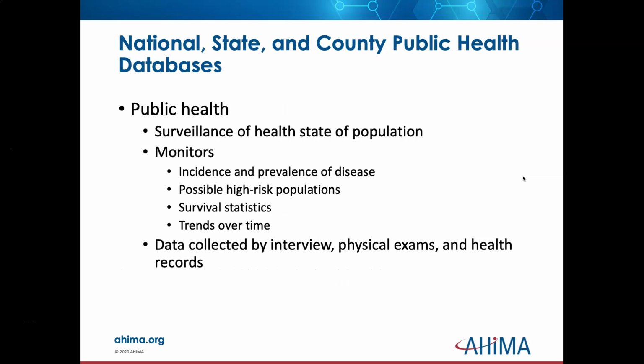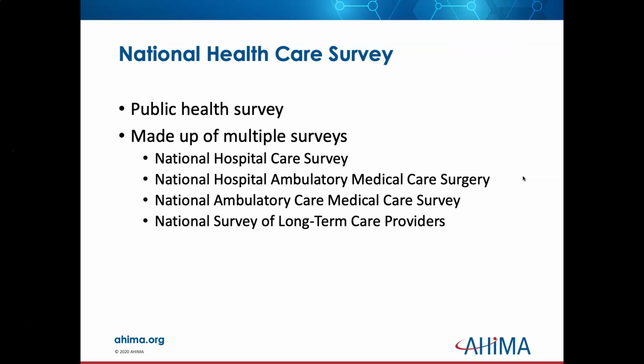All right, so there are other databases such as public health. That can be public health on a national basis, it can be state public health, it can also be county public health. So again, they're monitoring incidence and prevalence of diseases, possible high-risk populations, survival statistics, trends over time. A good example is COVID. Infection control departments in hospitals across the nation have had to report almost daily, and sometimes actually daily, their COVID rates and their COVID death rates. So that's an example of a public health database.